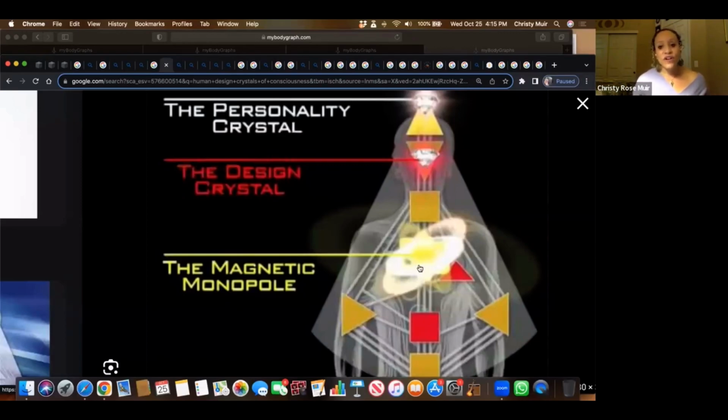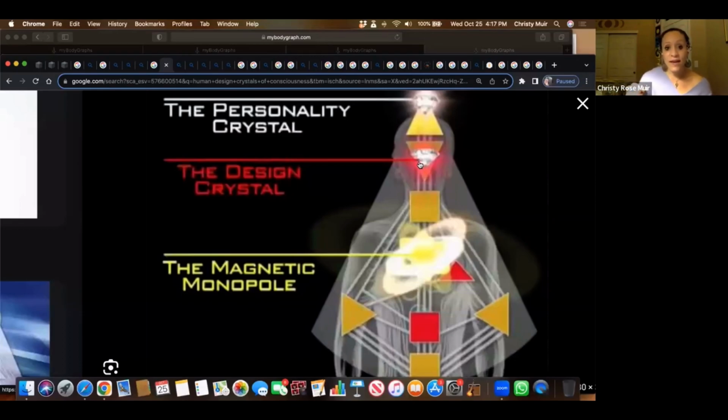And then the third crystal of consciousness is the magnetic monopole. Now, the magnetic monopole and the design crystal come bundled together. Actually, what happens is that at the moment of conception, the father's sperm calls up from the mantle of the earth, just as it's leaving his body, a bundle of a design crystal and a magnetic monopole that have been living in the mantle of the earth. Gaia creates our bodies. She creates these design crystals that have the potential to be called up by the father's body in the moment of conception.